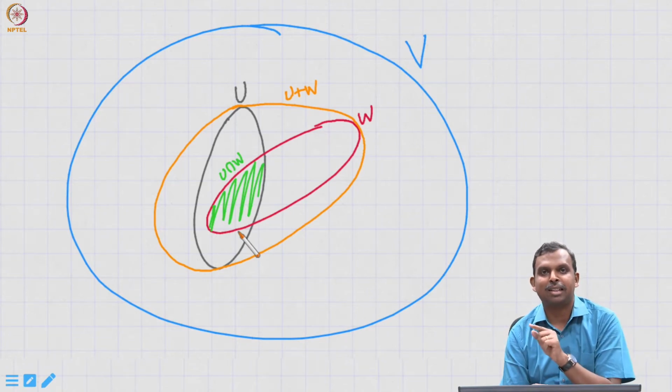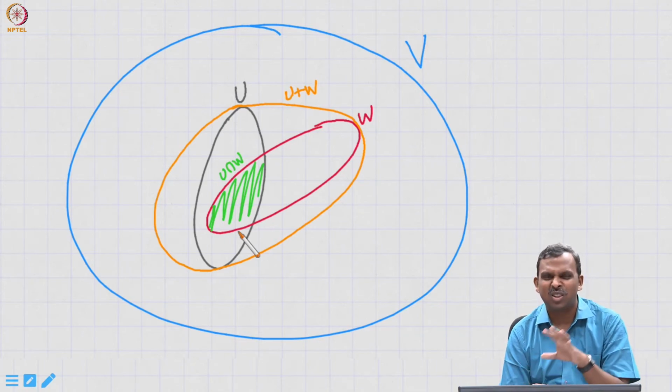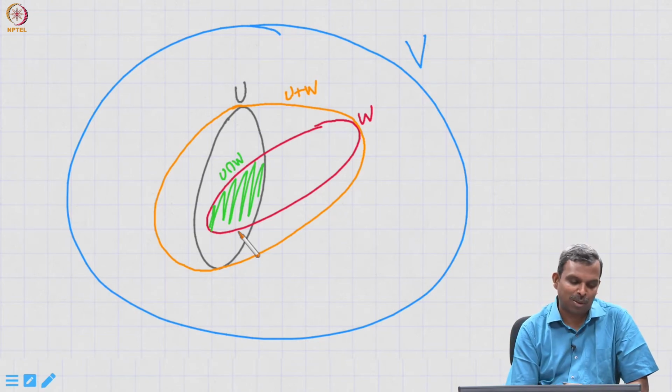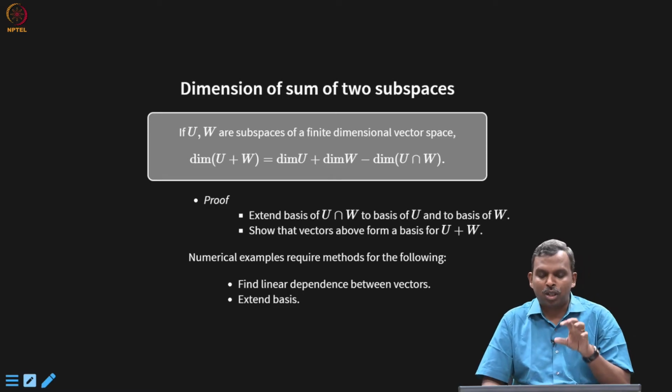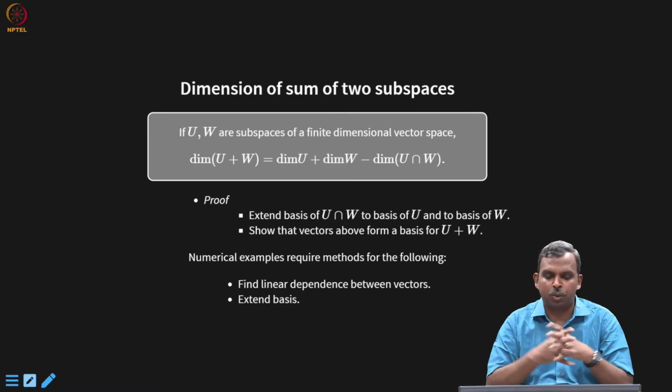So you have to subtract that once to get the actual count of the dimension of U plus W. Okay. So this is just an intuitive way to think about it. We'll of course prove this result. Maybe I won't give you a full version of the proof, just sort of illustrate what the idea is. This basis extension will play an important role in all these proofs, okay.